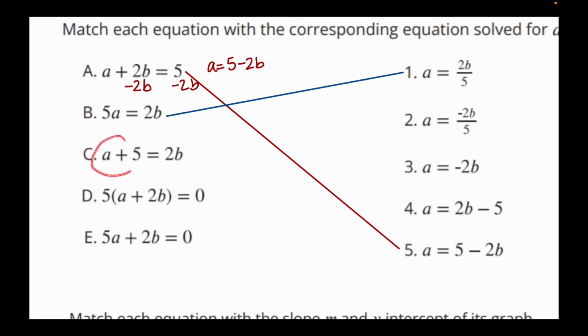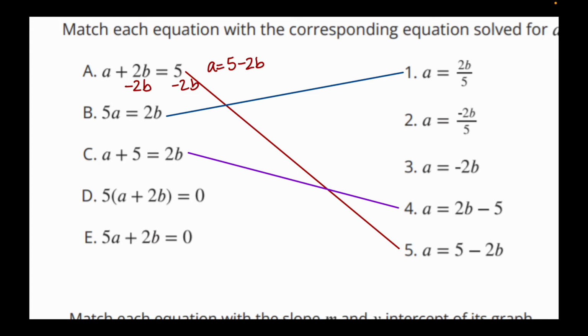Next up, just looking at what step I have to do, I'm going to subtract 5. So that means 2b should have 5 subtracted from it. And I believe that was the one I almost chose right here because I was drawing my line to the other one. So 2b minus 5.